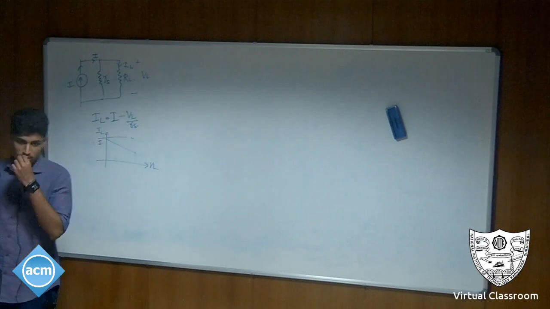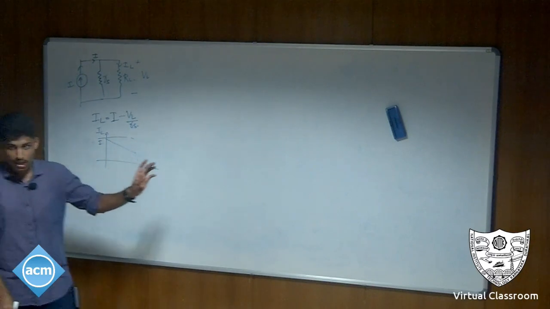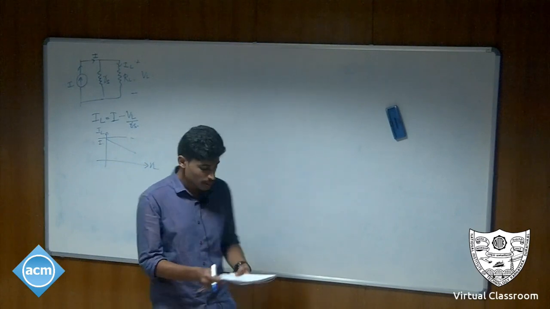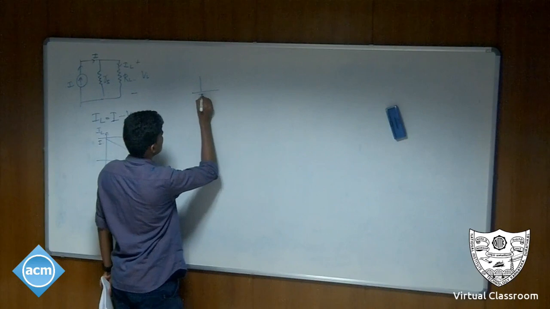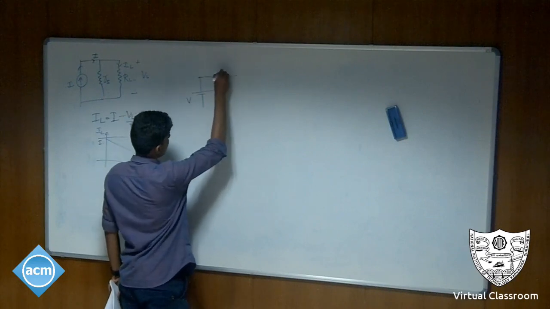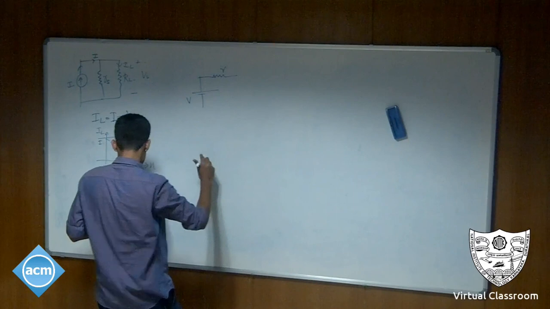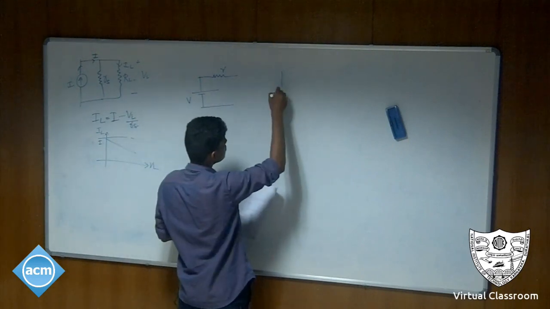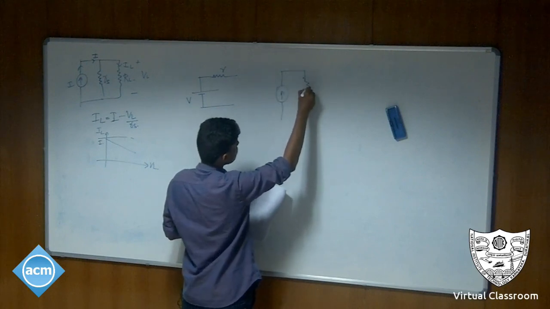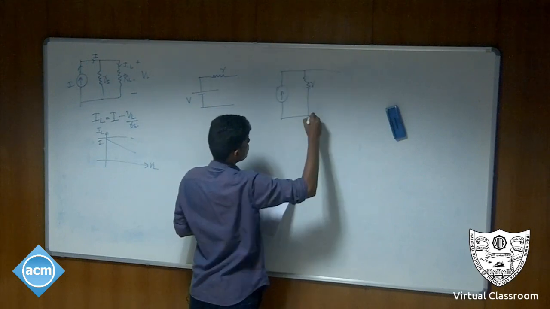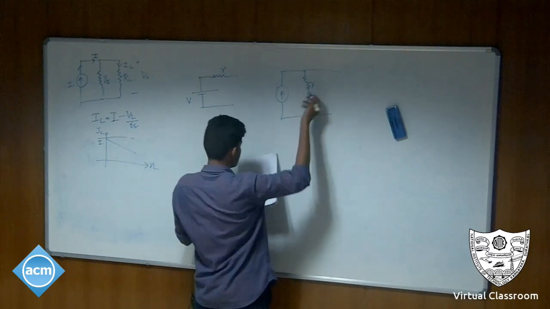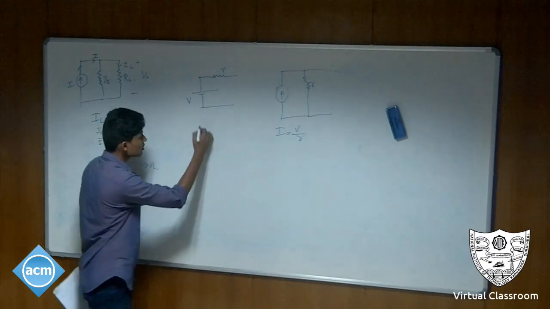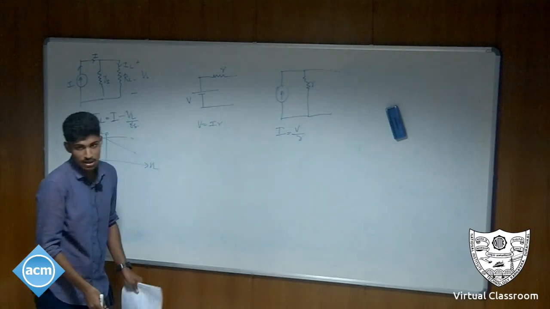So we look at something called source transformation. Is it possible to convert a practical voltage source into a current source so that you can solve the circuit easily? You have a voltage V with a series resistance R, which is your source resistance, and you connect something here. It is similar to connecting a current source with a parallel resistance R, where the value I is V by R, or V is equal to IR.